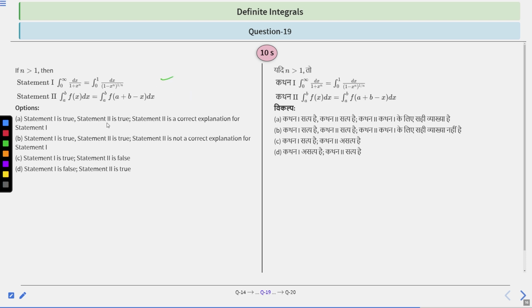You have to discuss. And statement 2 says that integration from a to b of f(x) dx is basically integration from a to b of f(a plus b minus x) dx, right? So statement 2 is looking correct because it is a property of definite integration, right? And you have to check whether statement 1 is right or not. Clear? So you try to integrate this. You have 10 seconds to solve or think about this question. After 10 seconds, we will discuss the solution.